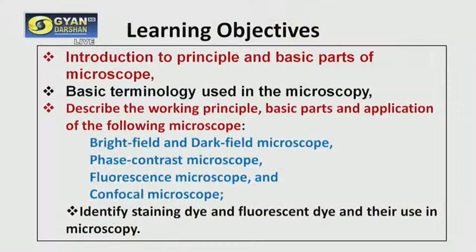Today I will discuss what a microscope is and what the techniques of microscopy are. The topics covered in this session are an introduction to the principle and basic parts of a microscope, the basic terminology used in microscopy, and the working principle, basic parts and application of the following microscopes: bright field and dark field microscope, phase contrast microscope, fluorescence microscope and confocal microscope. You can also identify staining dyes and fluorescent dyes and their use in microscopy.